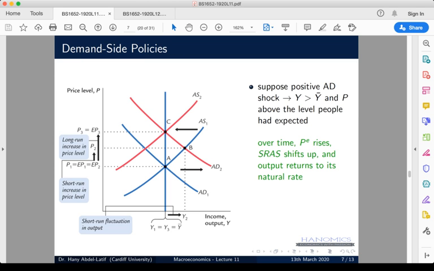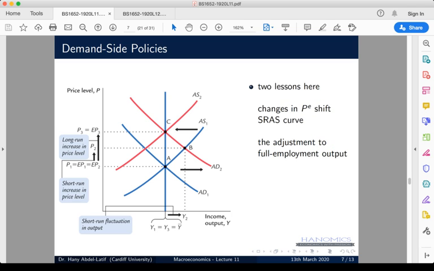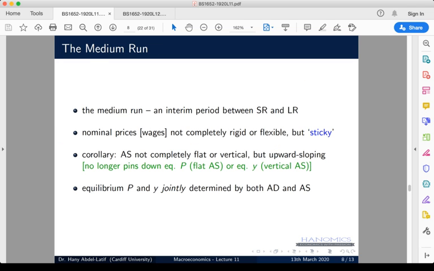We try to understand the effect of demand side policies, and also what happens if there was an oil supply shock, or a supply side shock. We explained that last time, so hopefully now the idea is clear.